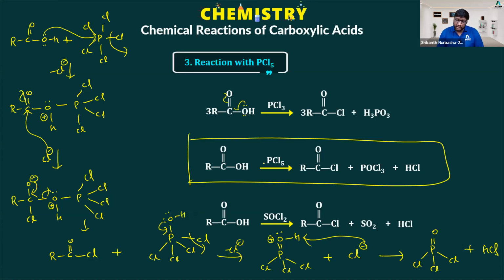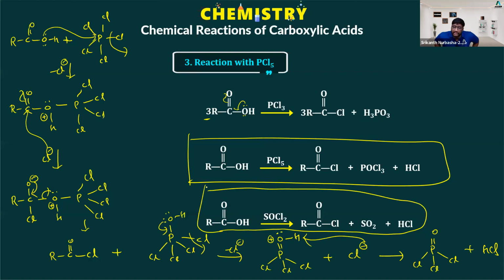RC double bond OH plus PCl5 gives RC double bond Cl. It is a nucleophilic substitution, but what kind? Addition-elimination type. Nucleophilic substitution only occurred, but addition-elimination type. Carboxylic acid treated with PCl3 forms RC double bond Cl plus H3PO3, with 3 moles reacting. Carboxylic acid reacts with PCl5 to form acyl halide RC double bond Cl plus POCl3 plus HCl. It can also react with thionyl chloride.